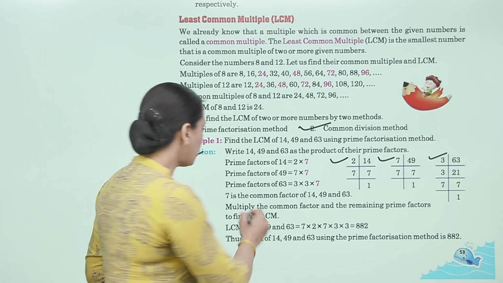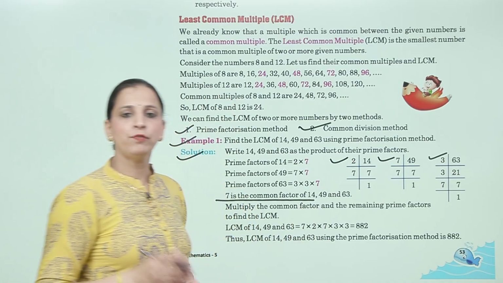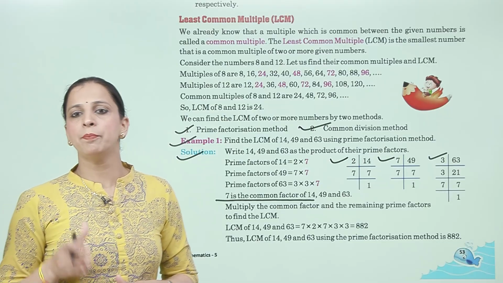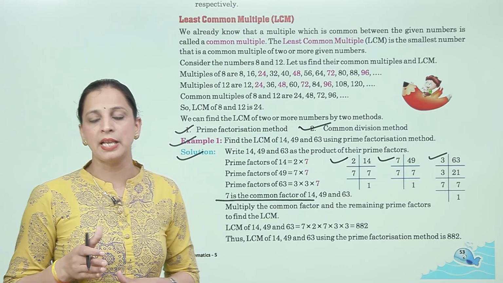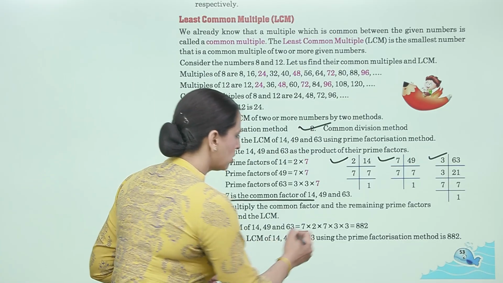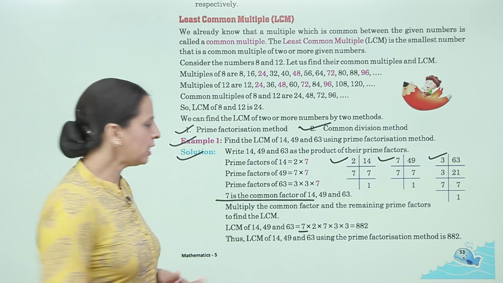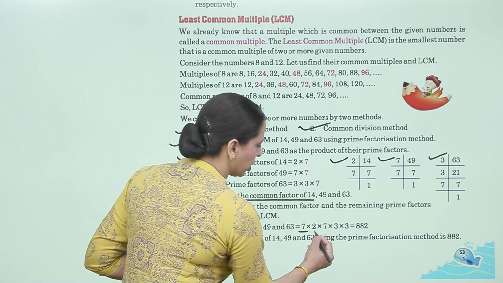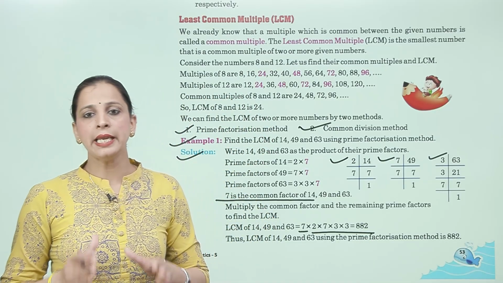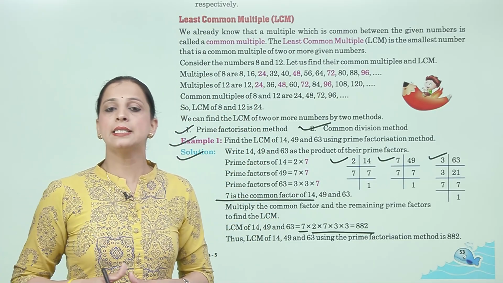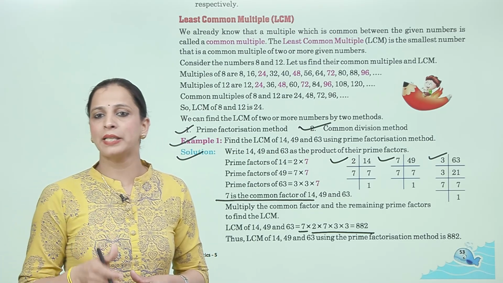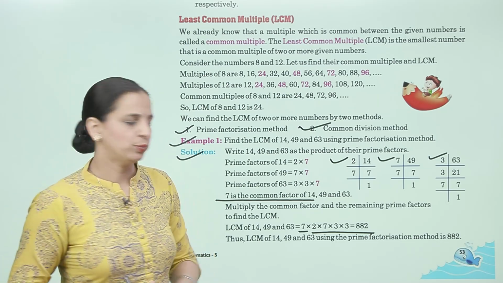7 is the common factor of 14, 49 and 63. Multiply the common factor and the remaining prime factors to find the LCM. LCM of 14, 49 and 63: 7 is common and the remaining are 2, 7, 3 and 3. And the LCM is 882. Thus, the LCM of 14, 49 and 63 using the prime factorization method is 882.